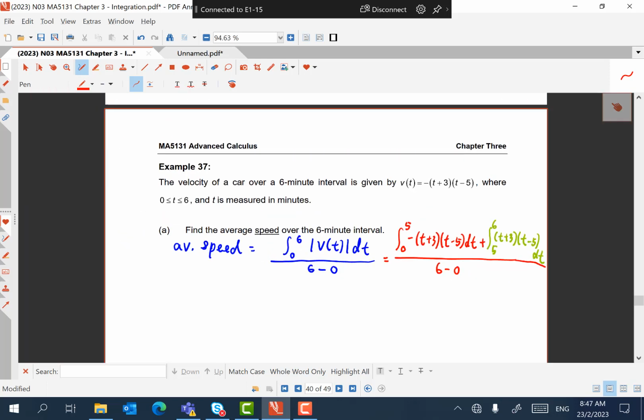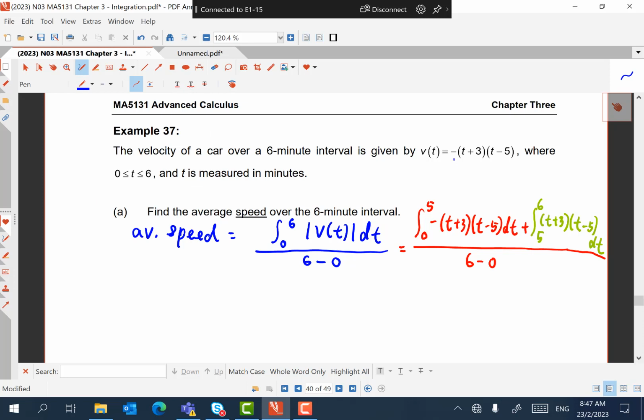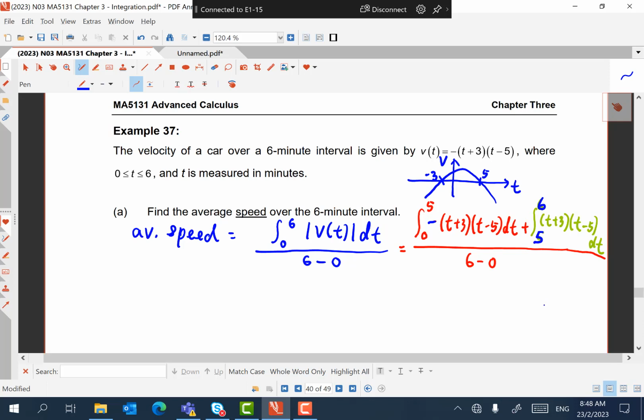You can draw the VT graph to see. If you were to do a sketch of the VT graph, just over here, the VT graph looks like this, where this is minus 3 and this is 5. Five to 6. The first one is the negative here. Let me make it bigger.